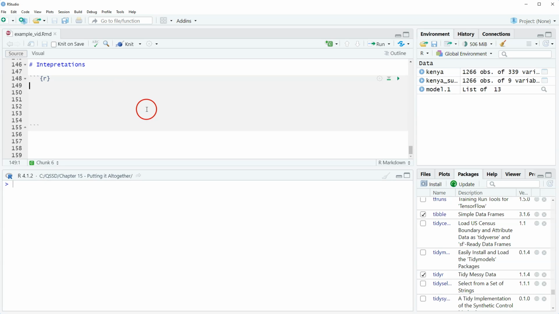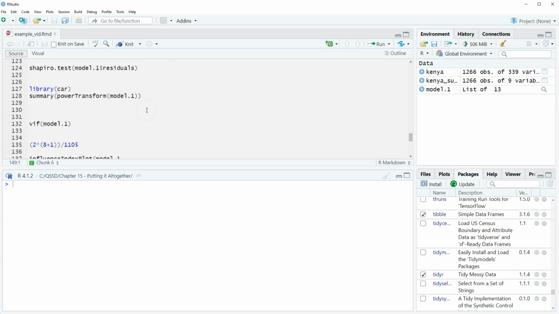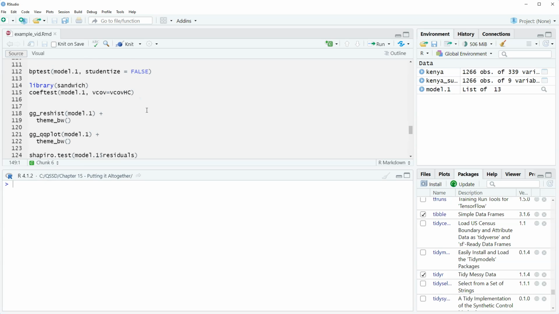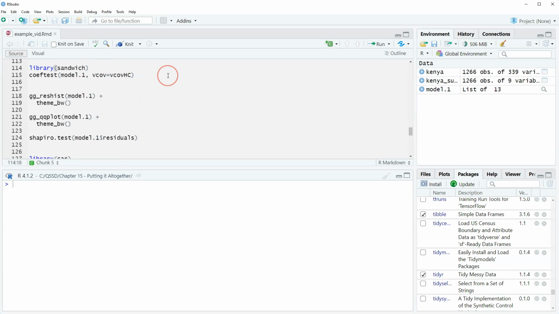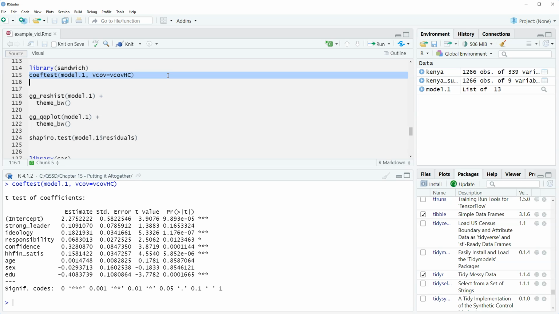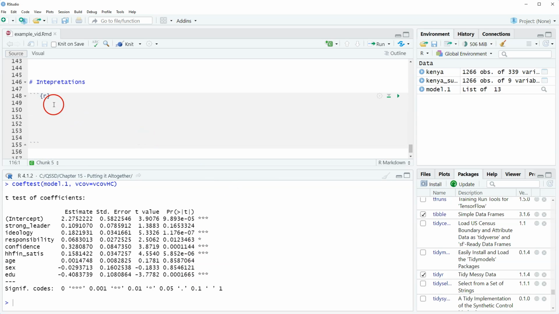So we had said, from the previous video on diagnostics, that we should use the coef test here because this is the robust standard errors. The thing is, and I include this in the chapter, that robust standard errors just apply to standard errors, not the estimates, and our statistical significance results are the same.